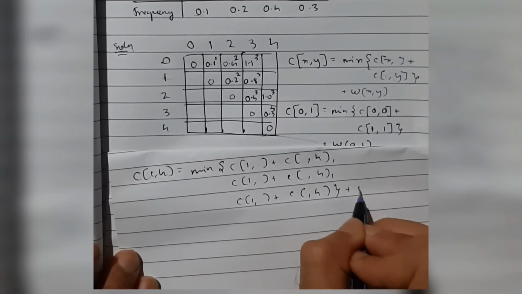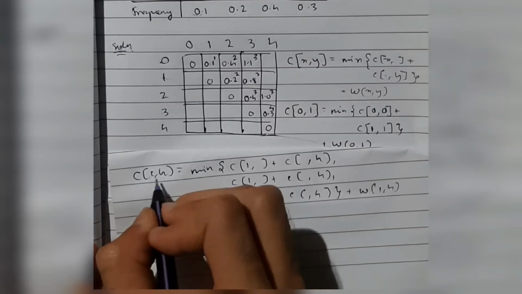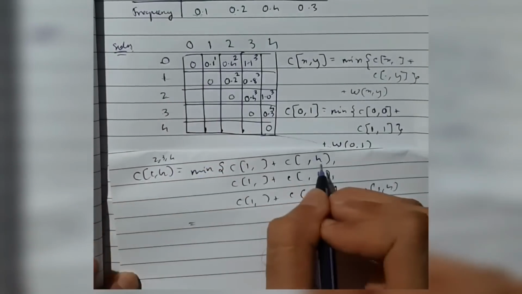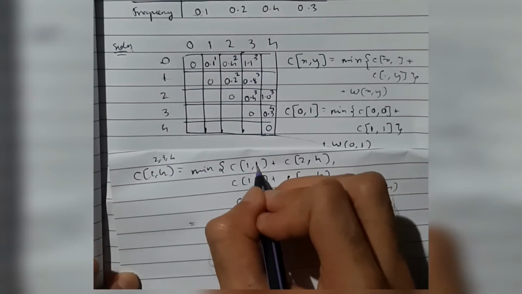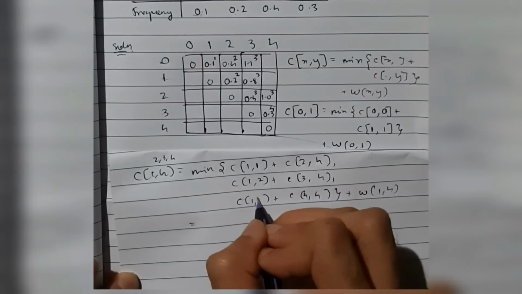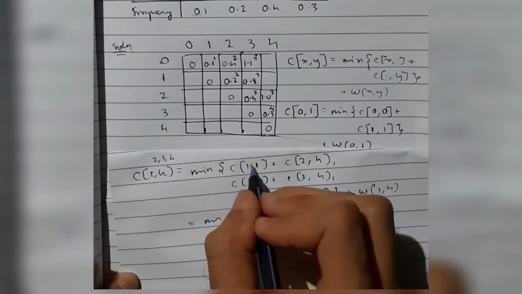And finally adding the value of weight of 1 comma 4. The three keys which I have, ignoring the first element, are 2, 3 and 4. I'll be filling with 2, and here 1, then 3, then 4. Look at the table and write the values here.